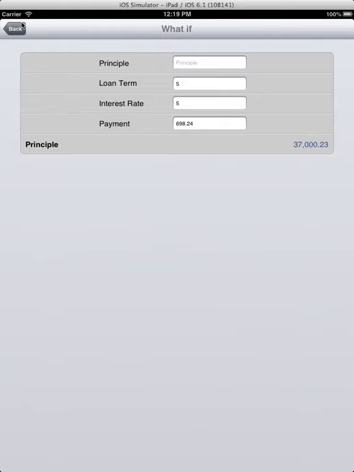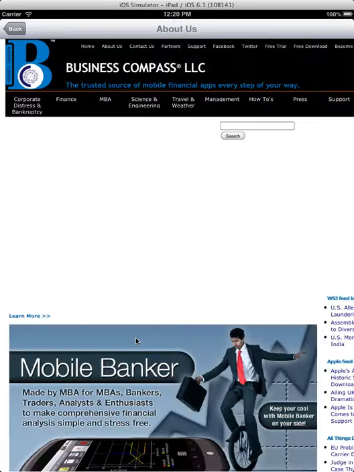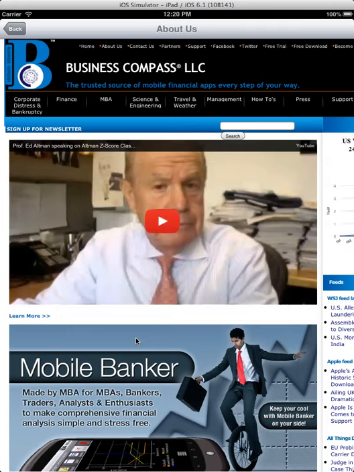Okay, so now going back to the main menu, this application analyzes a lot of the home finance related calculations and performs a lot of analysis valuable to the home buyer. I hope you find this application to be useful.